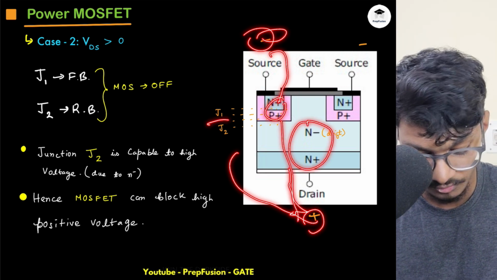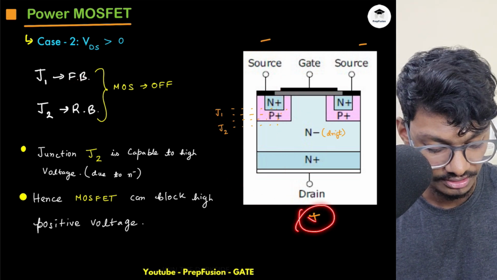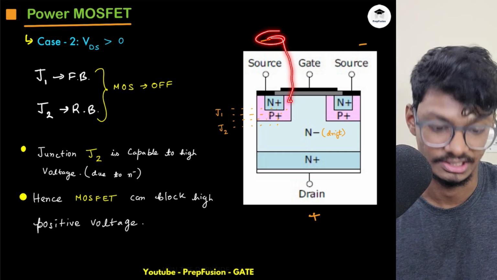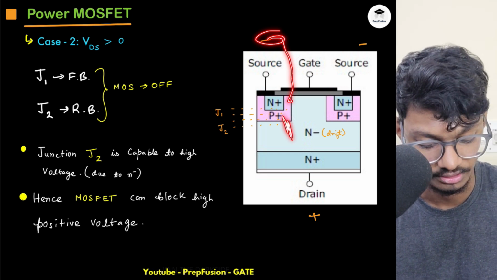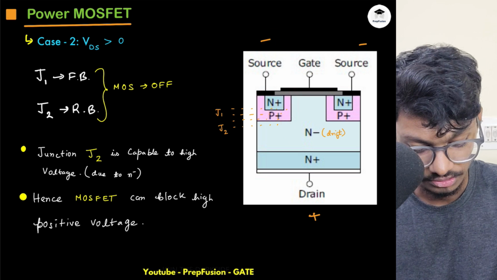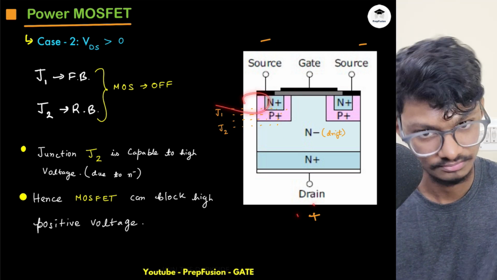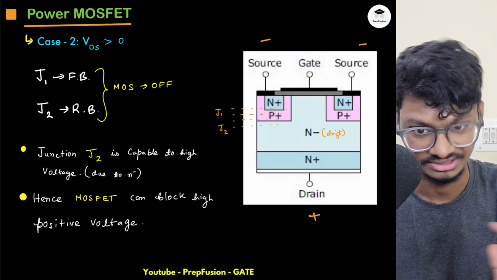So this junction J1 will become forward bias, because positive is connected with N plus here and negative is connected with this P plus here as well. I'm talking about this junction now. This junction J2 is reverse bias, but this junction J1 is forward bias. I have just explained with intuition, nothing else, right?